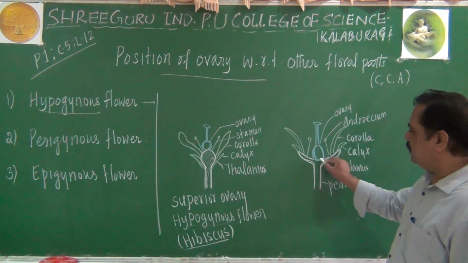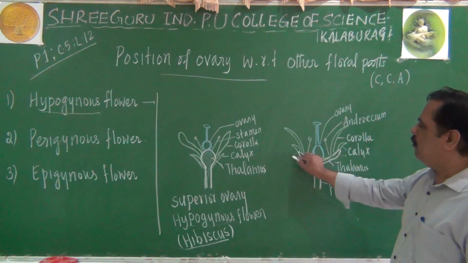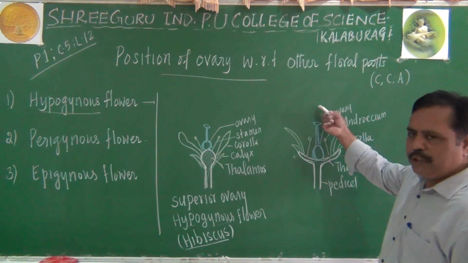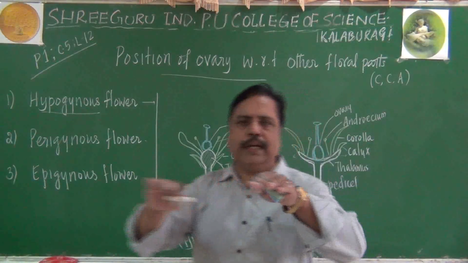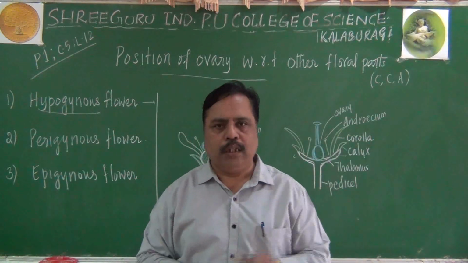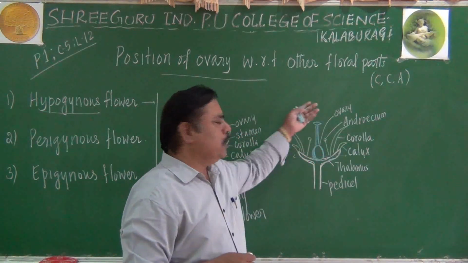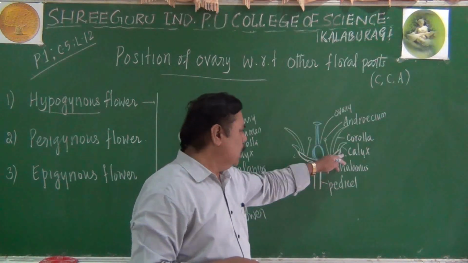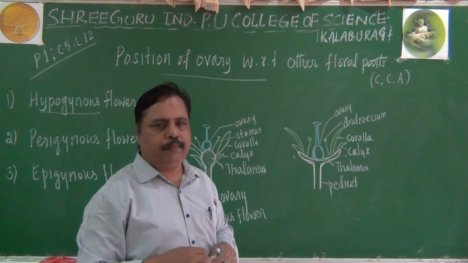Ovary is present in the same plane as the other floral parts. Ovary is neither superior nor inferior. It is present in line with other floral parts. Do you get my point? Ovary is neither above other floral parts nor below other floral parts. All the four floral parts are arranged on the same plane.